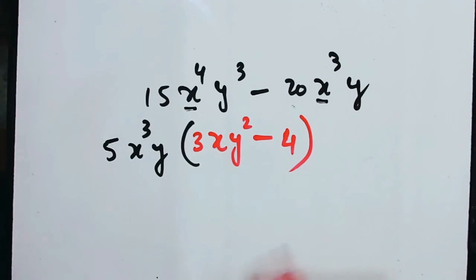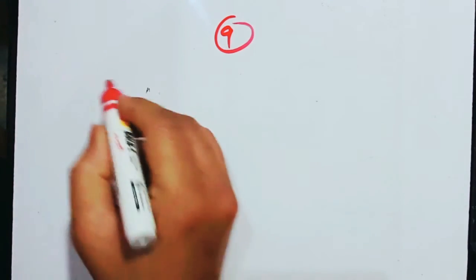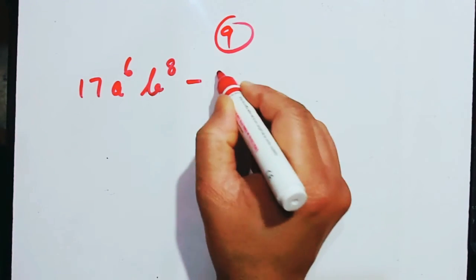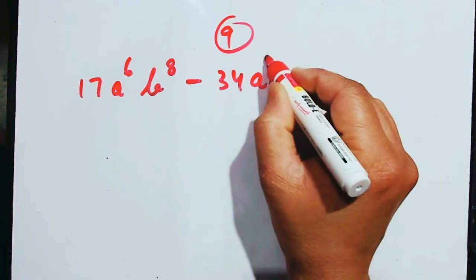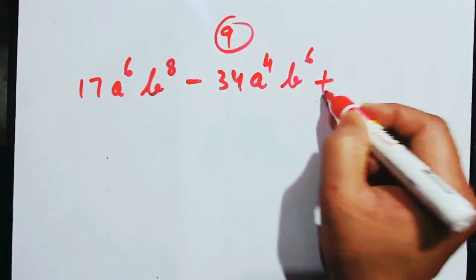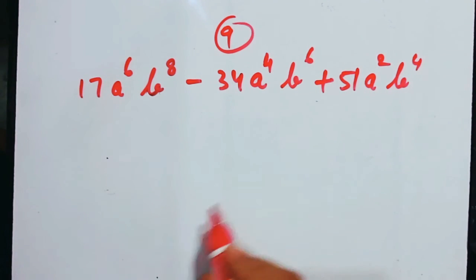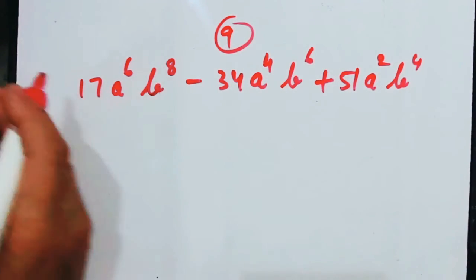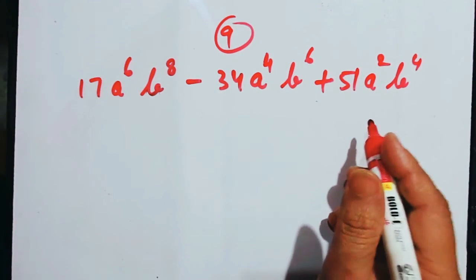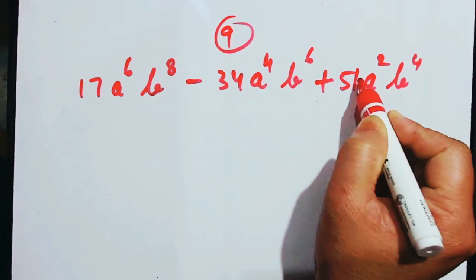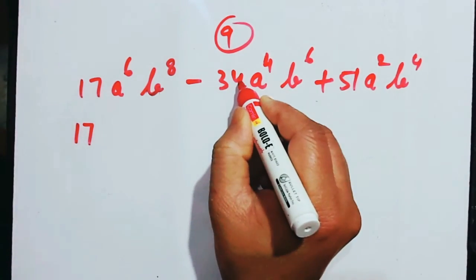Now let us proceed to the other one, that is number 9. In number 9 we have the same thing: 17 a to the power 6 b to the power 8 minus 34 a to the power 4 b to the power 6 plus 51 a square b to the power 4. You needn't panic. Here we will have to extract all the HCF. Remember the word HCF. Now the HCF of 17, 34 and 51 is 17, because 17 times 2 is 34 and 17 times 3 is 51.